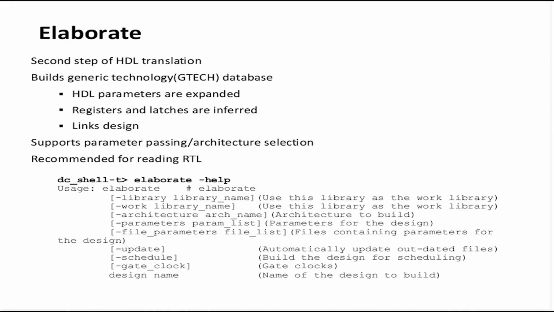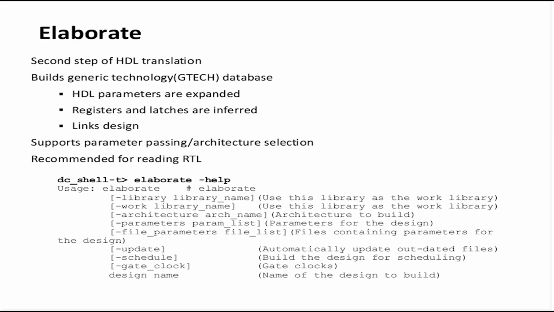What it does is that HDL parameters are expanded. So you have a parameter command in Verilog. All parameters will be expanded. It will infer registers and latches. We saw in the last lecture how Design Compiler infers registers and latches. It will actually infer that, and it will link the design.